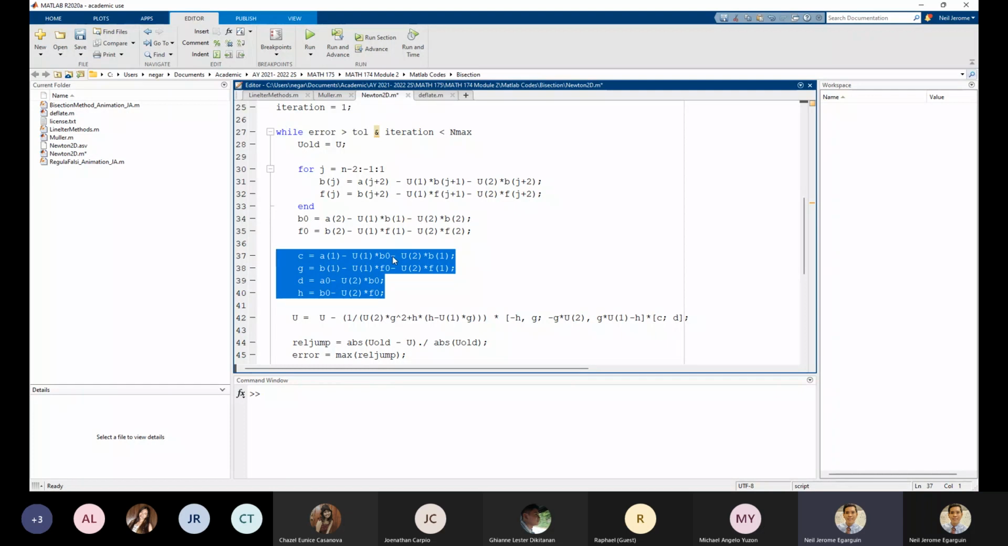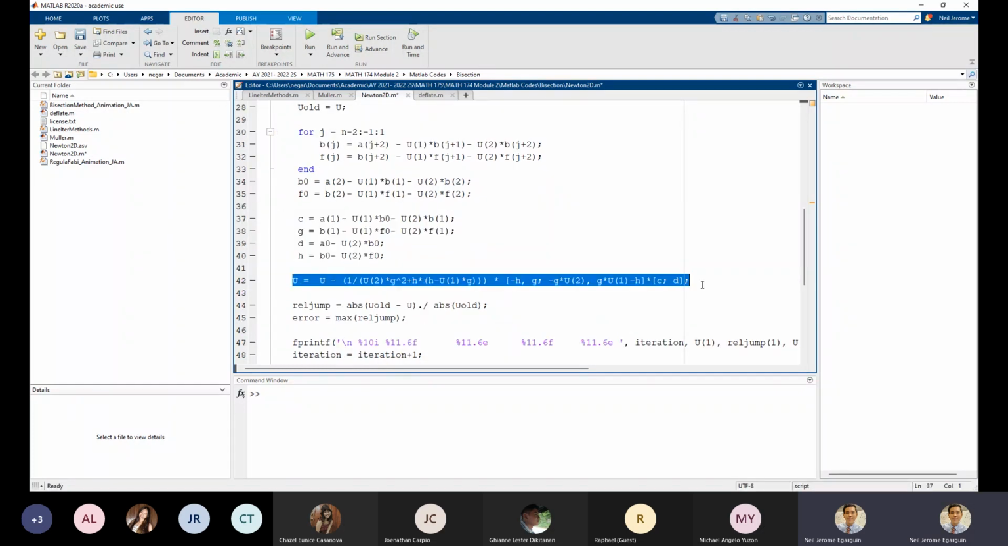Okay? Tapos yung line 42, ito naman yung equation 4.15. Talagang copy-paste lang siya dyan. Alright? Just take note how to encode a 2x2 matrix in Matlab. Okay? Tapos yun na yun. Yun na yung next iterate. Na-compute nyo na yung bagong iterate na U. Tapos i-check ko ngayon ano yung relative jump para malaman ko kung titigil na ba tayo.